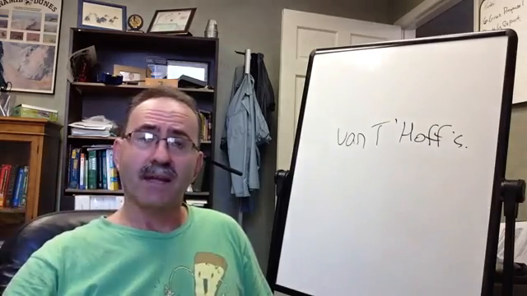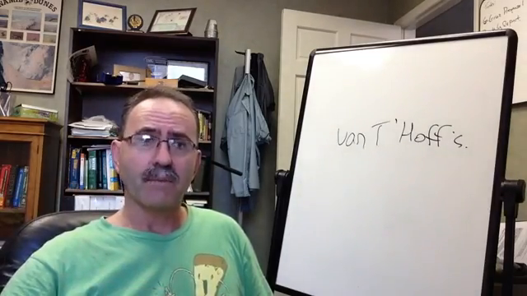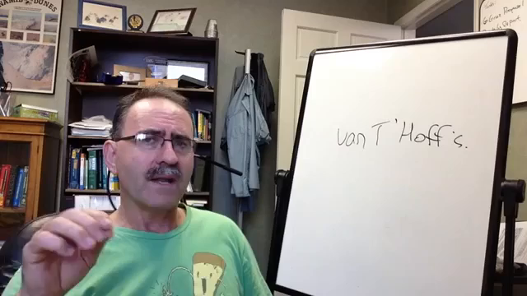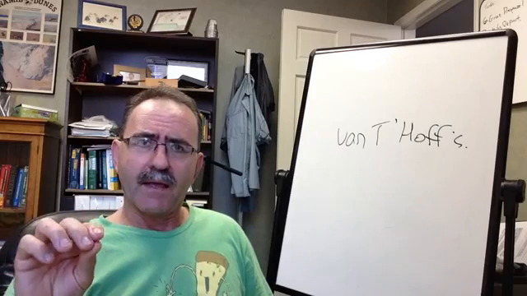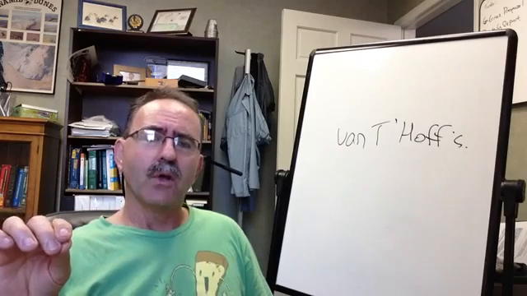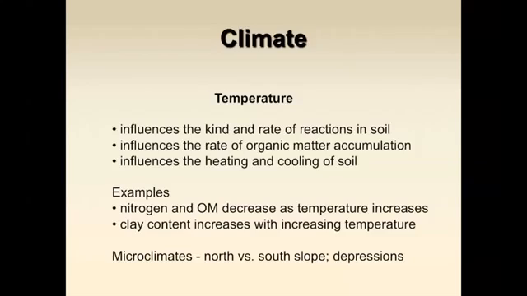So it's going to influence the rate of reactions in soil. It's going to actually influence the rate of organic matter accumulation in soil. And what does that mean? Well, if temperatures are too high, there are going to be some organisms that feed on that organic matter and basically convert the carbon in the organic matter into energy and carbon dioxide. And so you'll have a reduction of organic matter in that soil.